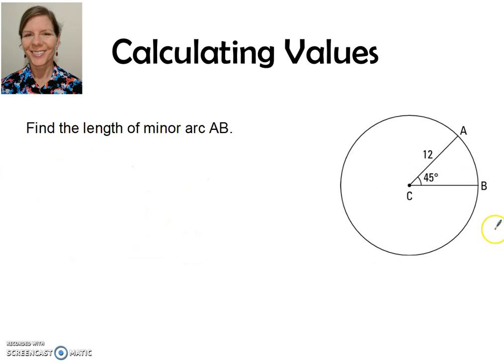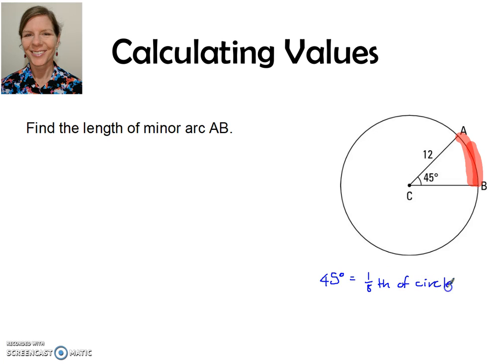Okay, so let's have a look at some examples here. So we want to find the length of minor arc AB. Okay, so AB, we're looking at this length in here, from there to there. Okay, now we've got a nice angle of 45 here. We know that 45, if you split a circle into 45, that's 1/8. So 45 degrees is 1/8 of a circle.